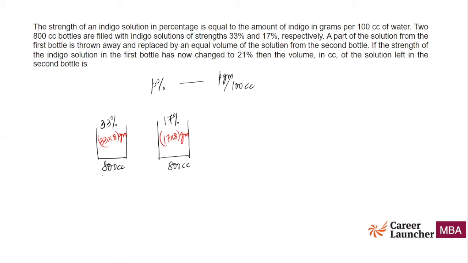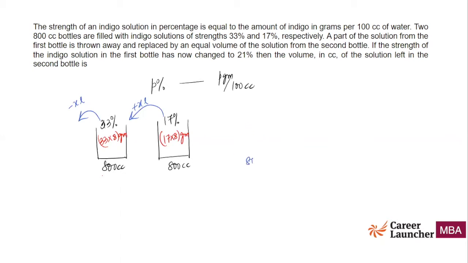A part of the solution from the first bottle is thrown away. So let's say X liters was thrown away and it was replaced by an equal volume of the solution from the second bottle. So the same X was added over here so that the first bottle was back to 800 cc. If the strength of the indigo solution in the first bottle has now changed to 21%, what we can do is use alligation. That's going to be faster.